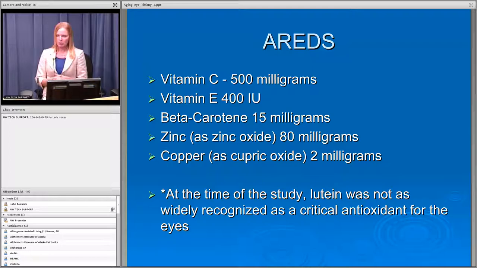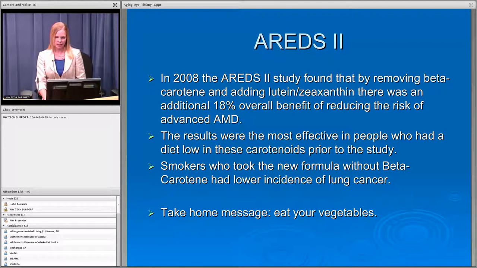They did find that there was a problem. Beta carotene in smokers caused lung cancer. So they ran the study again, and they didn't have lutein in it. You'll hear about lutein a lot. They ran it again, and they changed it a little bit, adding lutein, taking out beta carotene, and found that there was an increased benefit.